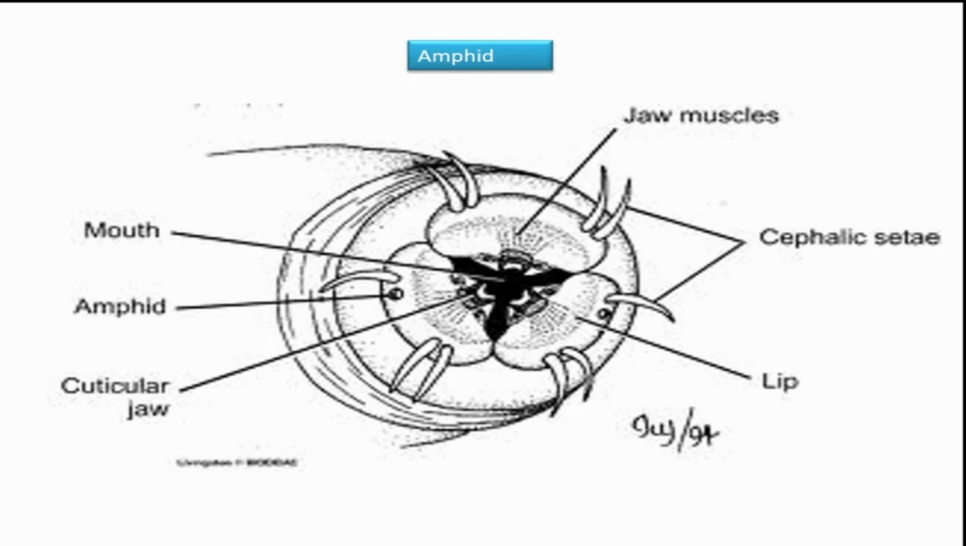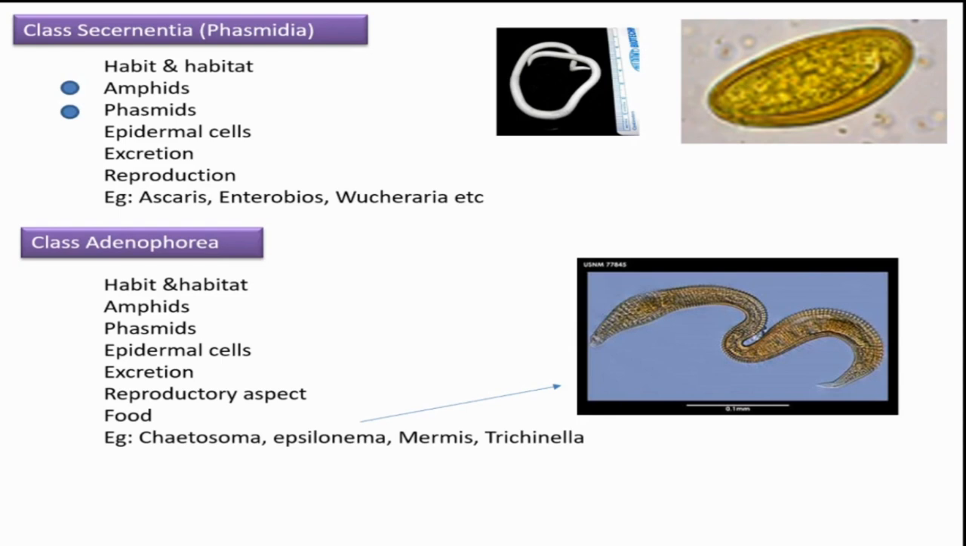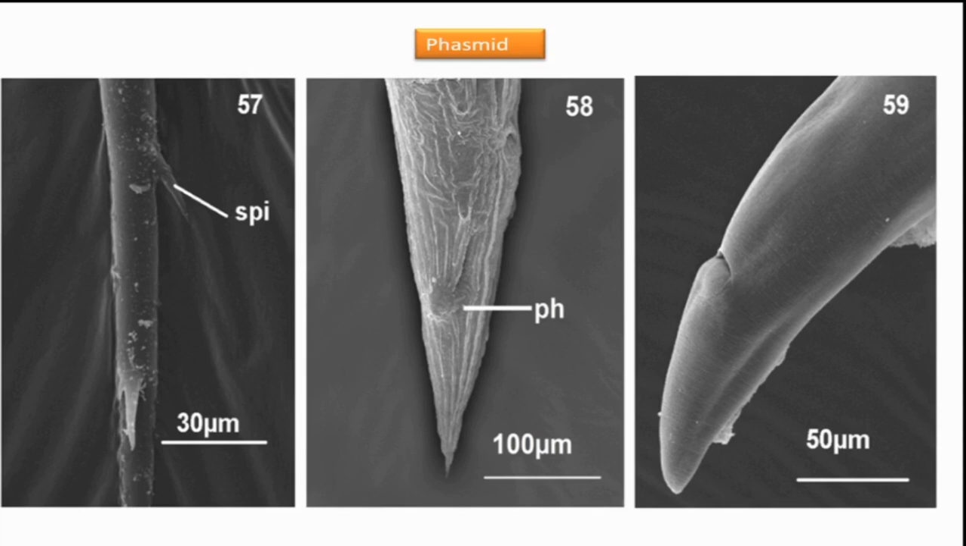Then next, phasmids. What are phasmids? Here we can see the phasmids. They are paired structures. Two are here, but only one can be visible in this picture. It is found in the tail region. It is a unicellular gland. It is chemosensory, and it also has a function of secretion and excretion. This structure is well developed only in parasitic forms.